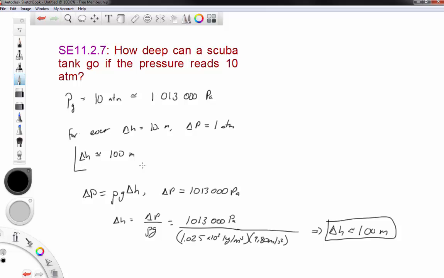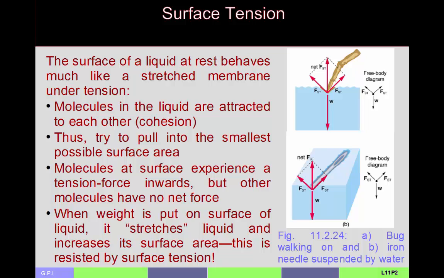And so given the level of certainty that we have, the rule of thumb method works just as well as the more rigorous calculation method. In both cases, you can dive to 100 meters before you're deep enough that if you were to puncture the tank, water would start rushing into the tank.